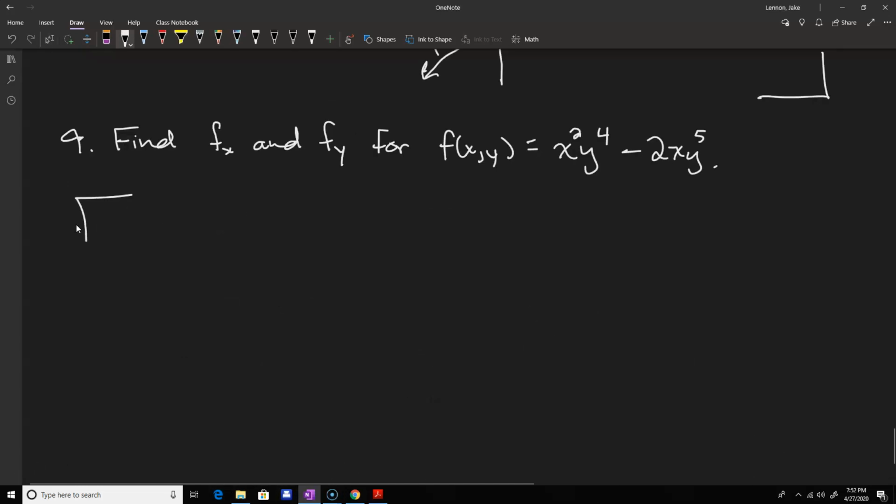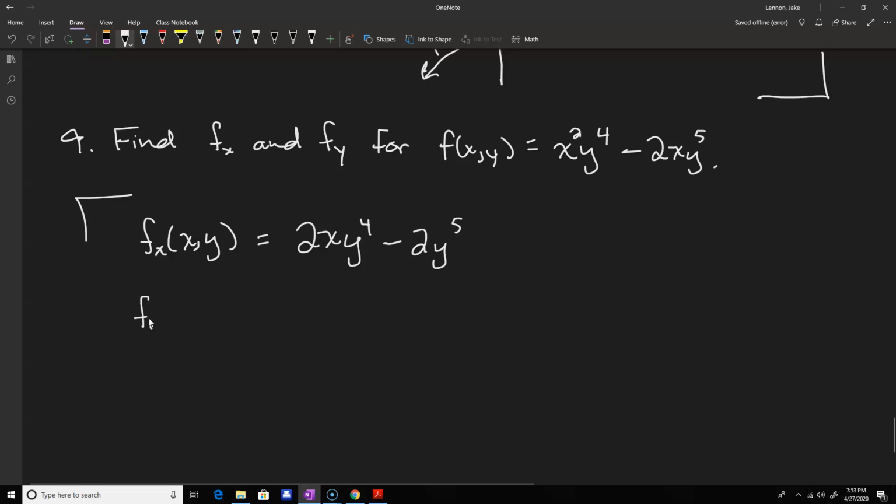Okay, so for this one, we just want to find the first partial derivatives. Again, when we're taking the partial derivative with respect to x, we just want to treat y as a constant and take the derivative of the things that involve x. So the first term, x squared y to the 4th, you treat y as a constant, and ask yourself, what's the derivative of x squared? That would be 2x. So we would have 2x y to the 4th. And then for the second term, minus 2xy to the 5th, what's the derivative of minus 2x? It would be just minus 2. So this becomes minus 2y to the 5th.